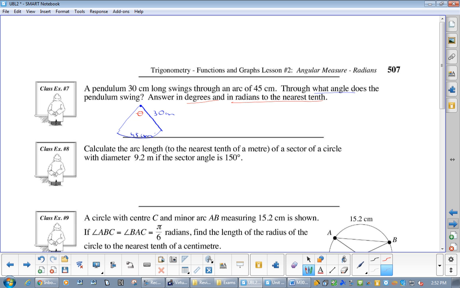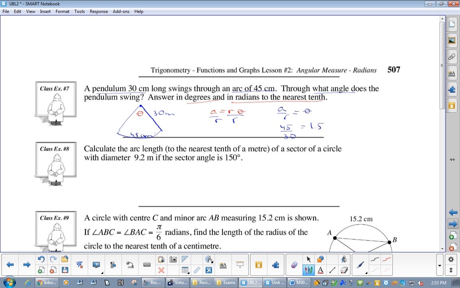So, here's our formula. A equals R theta. We're trying to solve for theta, so we're going to divide both sides by R. So A over R equals theta. Now, A stands for the arc length. That is 45. The length of the string, a pendulum 30 centimeters long, that's where you get your 30. When you do that, you will get 1.5.